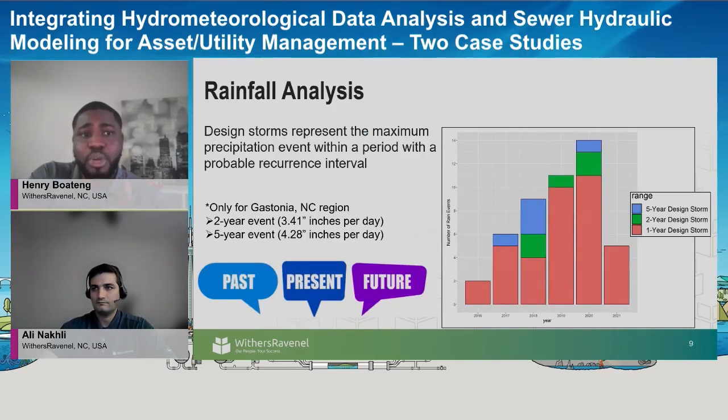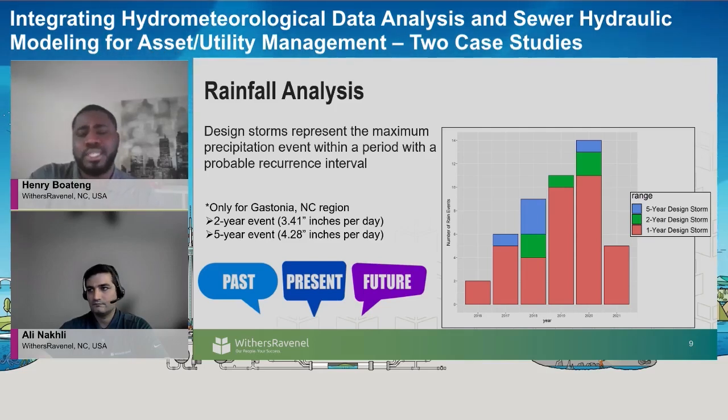So as modelers, when we are done with our whole system, what we do is we check to see, okay, I built my model, it's calibrated and everything. I'll run design storms through them. And design storms is the maximum precipitation between a set interval. So for our period, 2-year, 5-year has its own corresponding design storms.